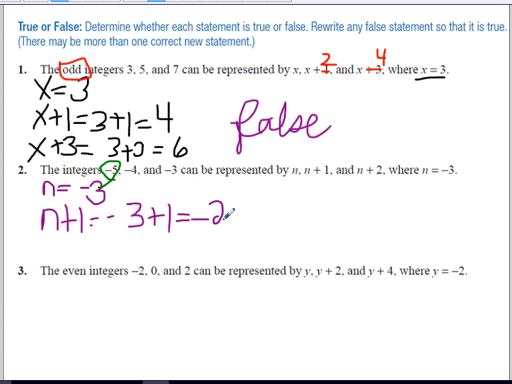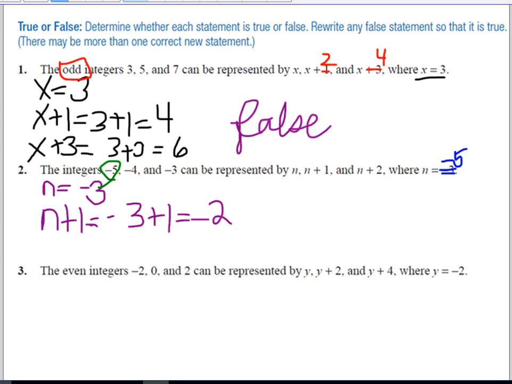We would need to keep subtracting if we started with -3 to get even more negative, but that's not going to work for us. So the mistake here was that they started counting at the wrong number. Again, we're supposed to use the smallest number for our n, and so that should have been -5.